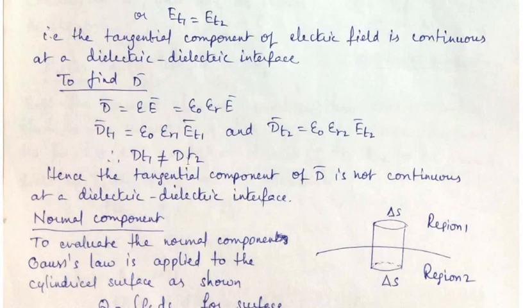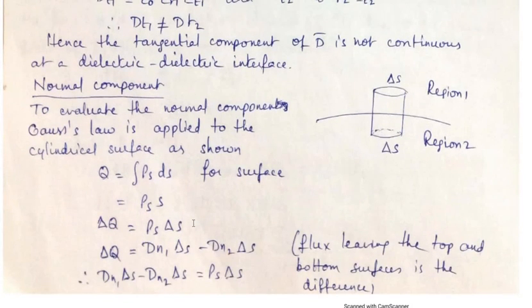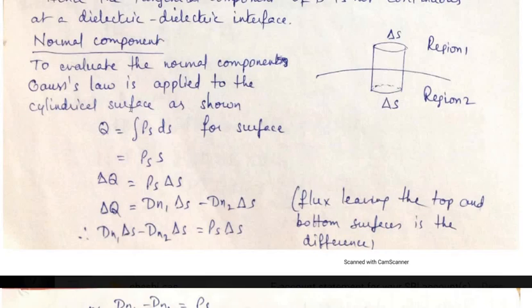So till now we have solved the tangential components of E and D. Next we need to solve for the normal components. So to solve for the normal components we will apply the Gauss law. So for Gauss law we need to take a surface. So here we will take a cylindrical surface between two dielectrics. Dielectric 1 is the region 1 and dielectric 2 is the region 2. So we will apply the Gauss law here.